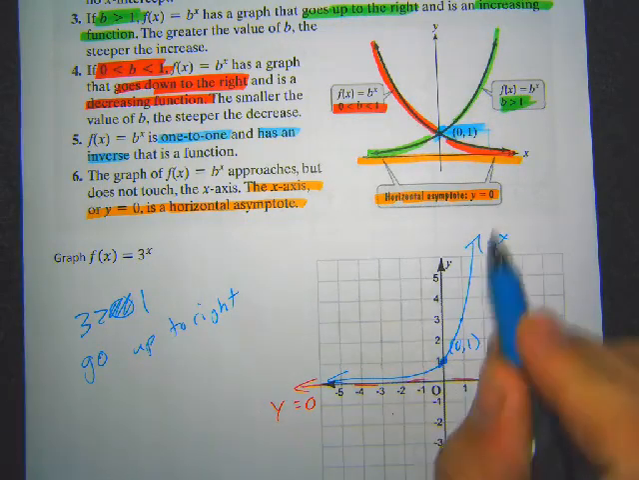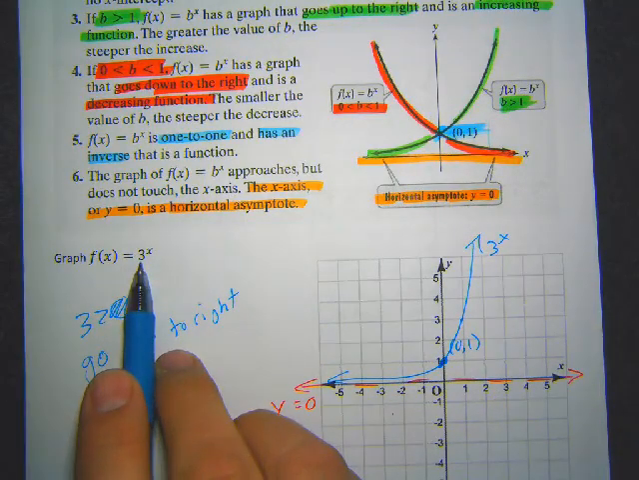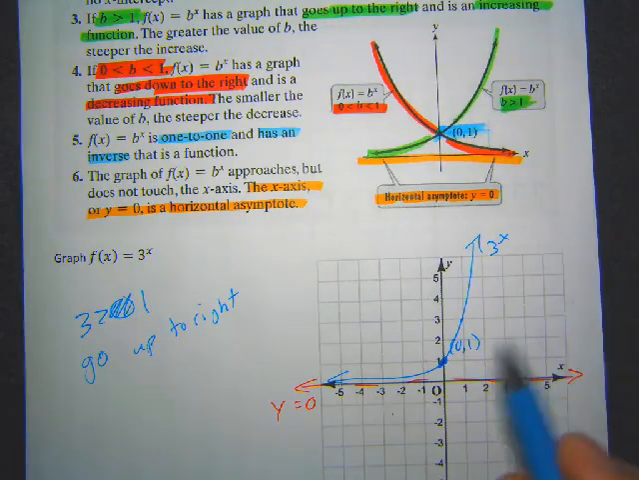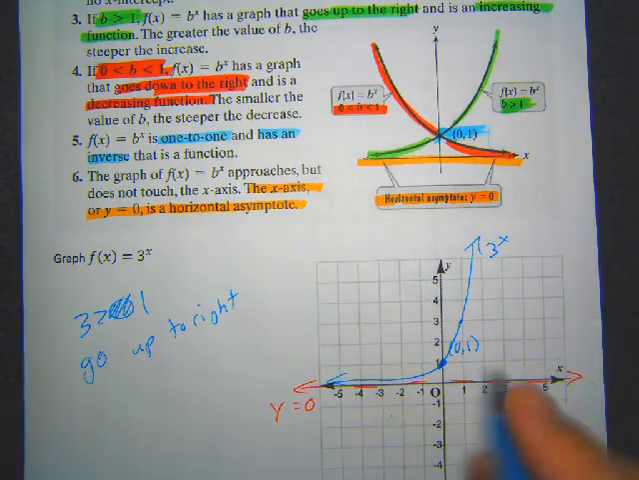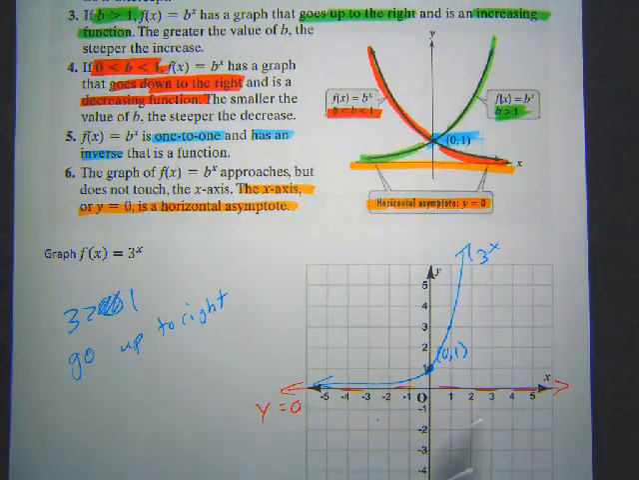And again, if you want a better graph of this, you can just put this in your calculator. That would give you a much more precise graph with all the values. You can use the table and stuff. We're just doing it quick and easy and saying, because we know it goes up to the right, we know it has to cross 0, 1, we know it has to have a horizontal asymptote, we can get a good idea of the graph from just that.